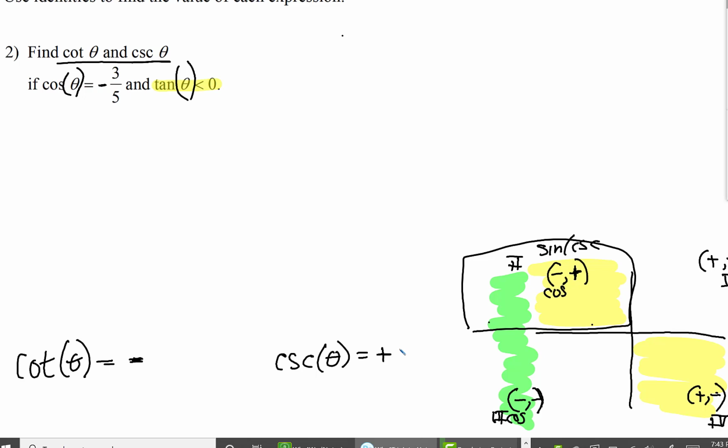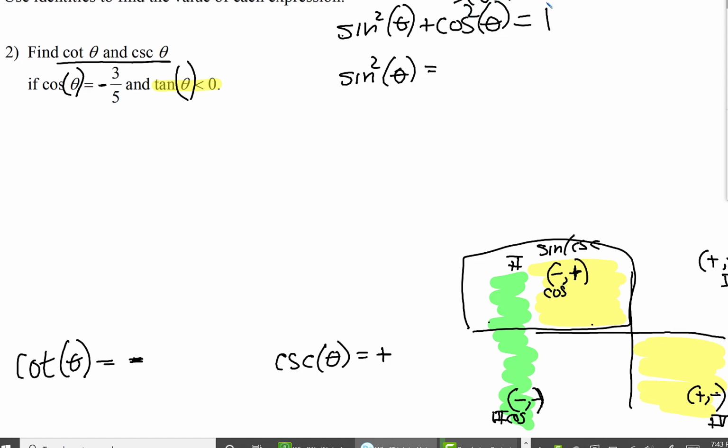But now we're going to use the Pythagorean theorem. And because they gave us cosine, we will use this theorem, sine squared plus cosine squared, and that's on your note sheet, is equal to 1. Okay, so they give us cosine, and we have to find cosecant, and cosecant's the reciprocal of sine. So I want to get the sine squared by itself. So sine squared theta, we're going to subtract cosine squared from both sides.